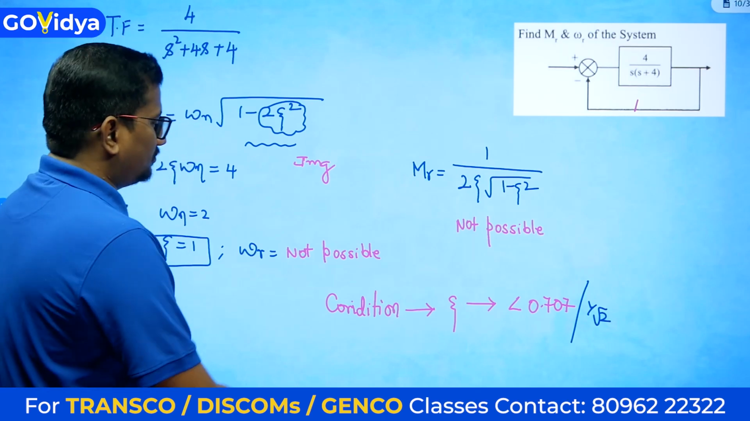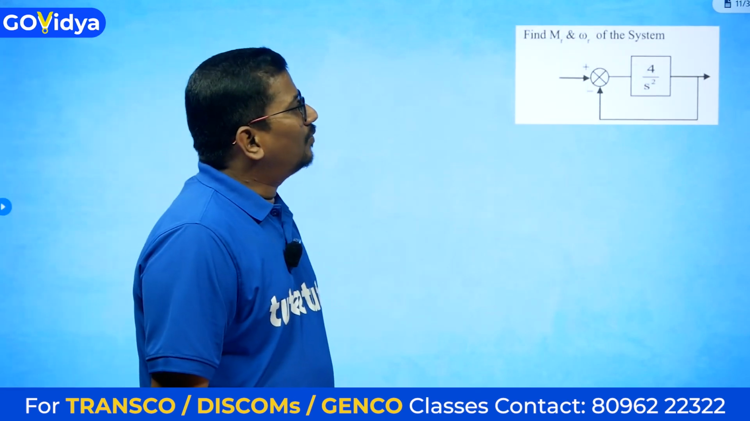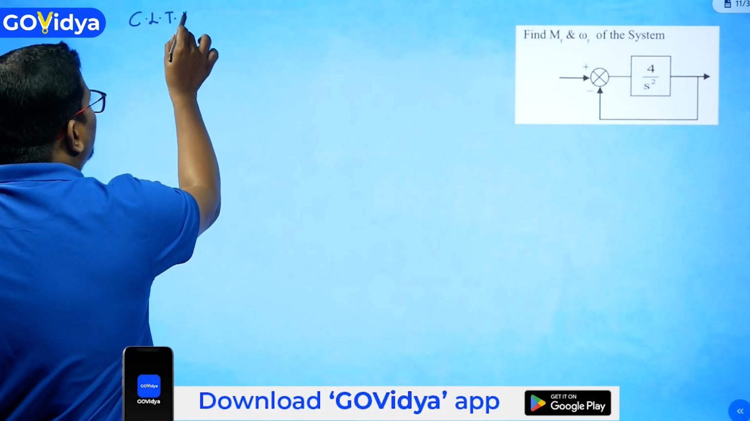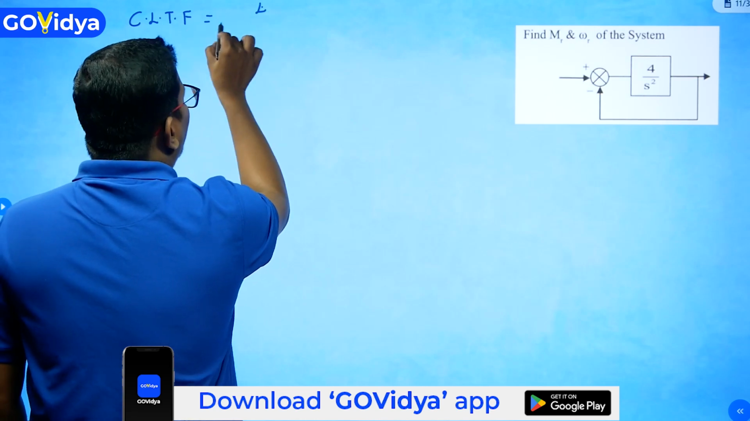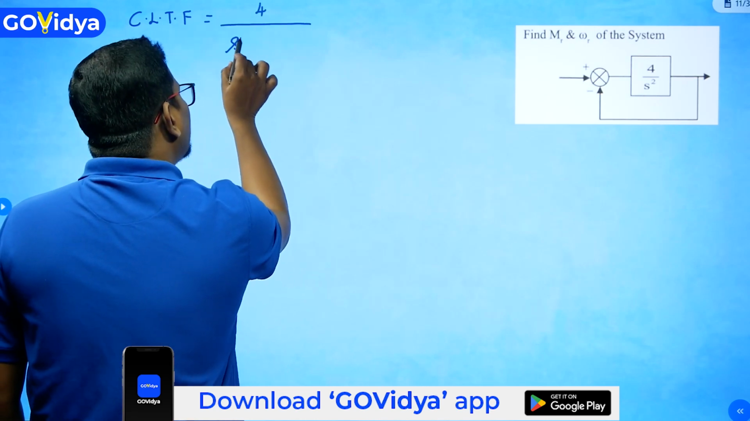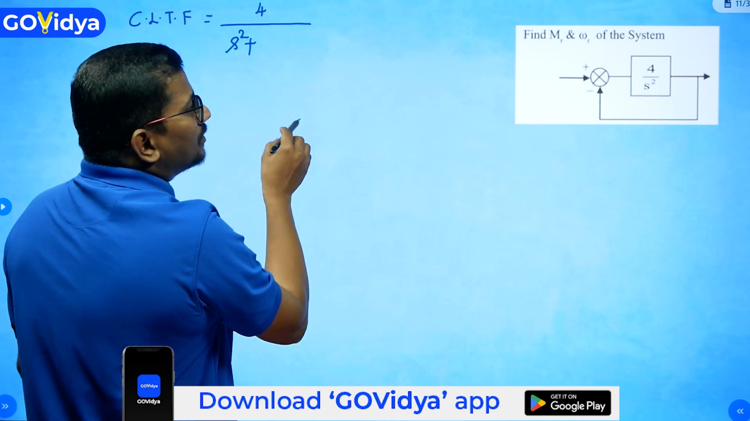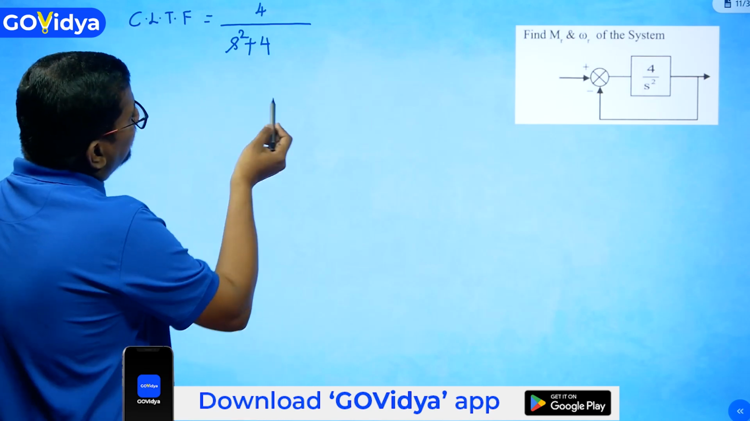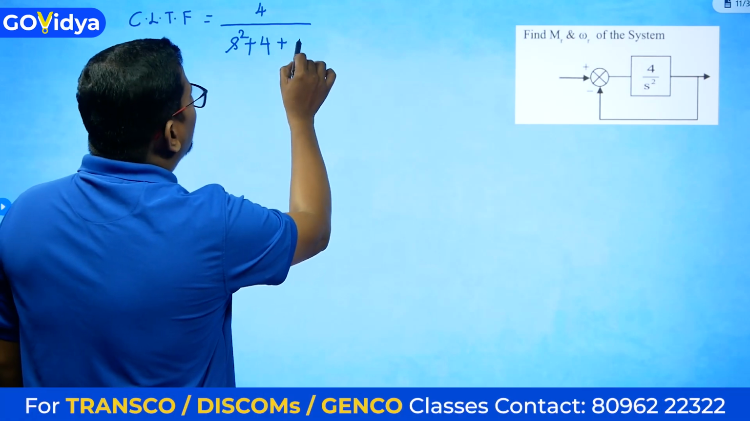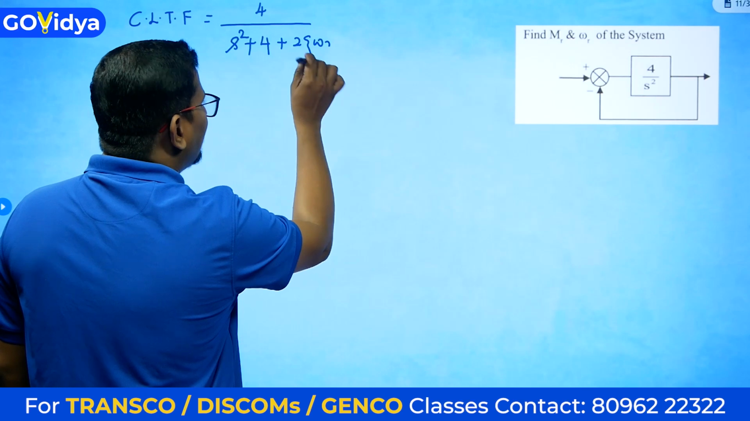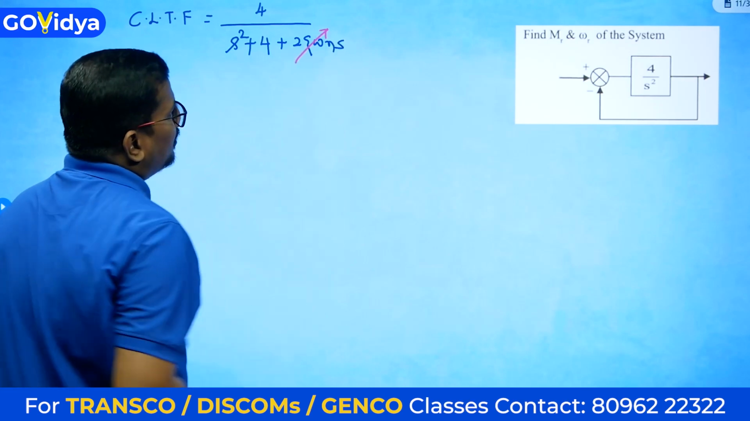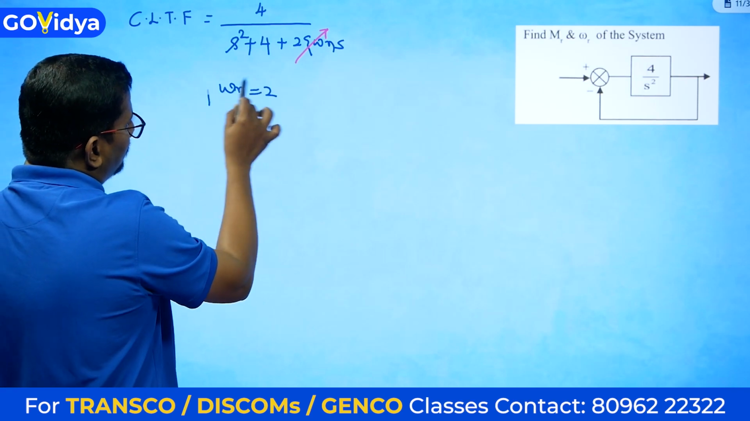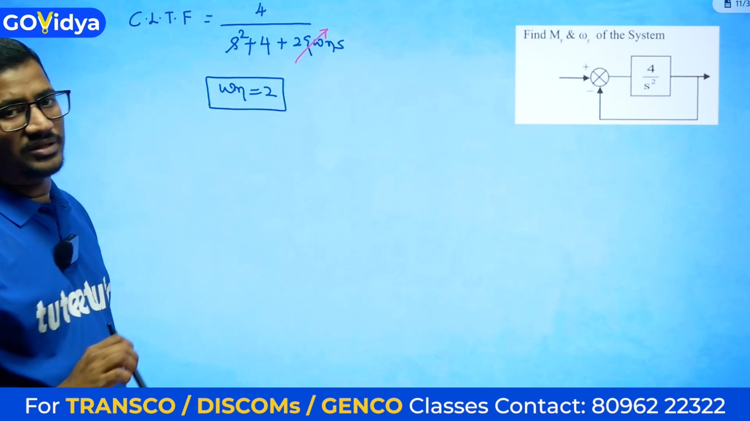Now let us see another question. Let us find from this, what is the closed loop transfer function? The closed loop transfer function is equal to 4 upon s square plus 4. Here one term is missing. What is that? That is 2 zeta omega n. So that means here omega n is not 0, because omega n is equal to 2.